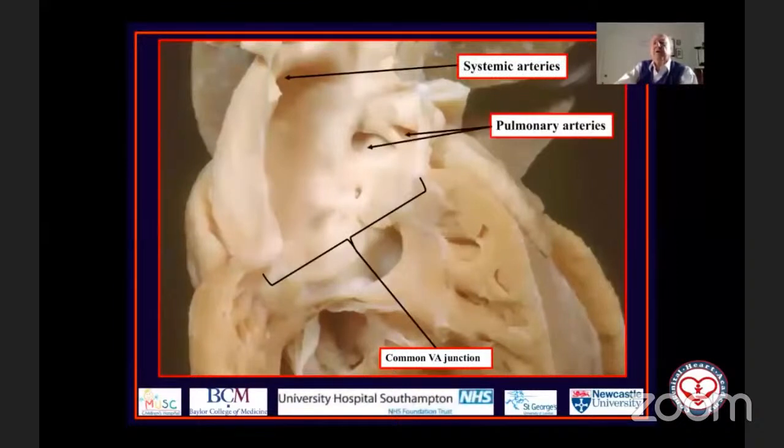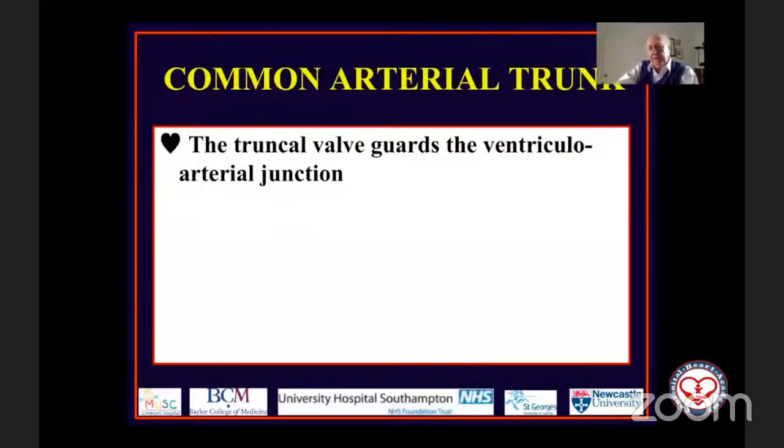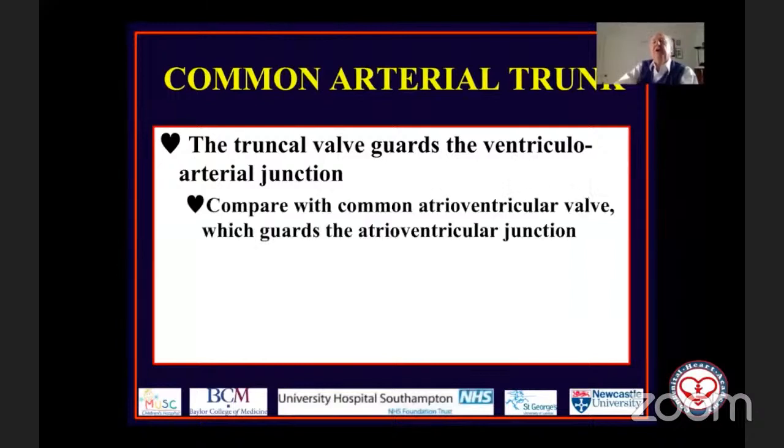On the back of the trunk, we see the origins of the two pulmonary arteries, and also arising directly from the trunk here with a high origin, we have the coronary arteries, specifically the left coronary artery. So, I've emphasized the truncal valve guards the ventriculo-arterial junction. But now, today, we'd like to emphasize another feature.